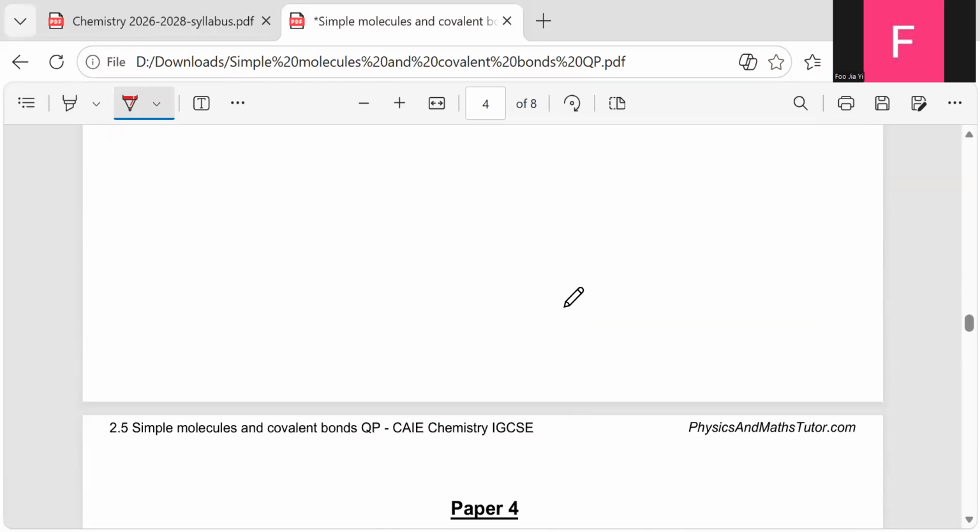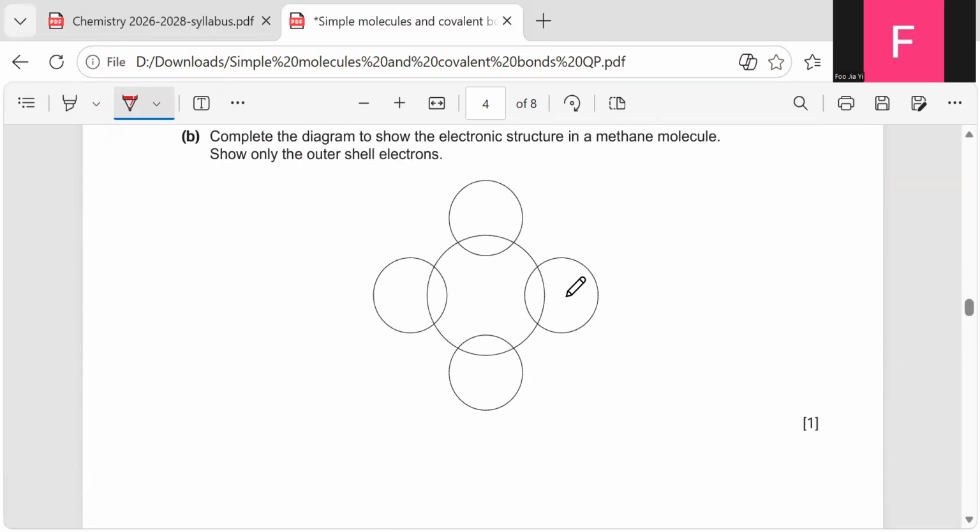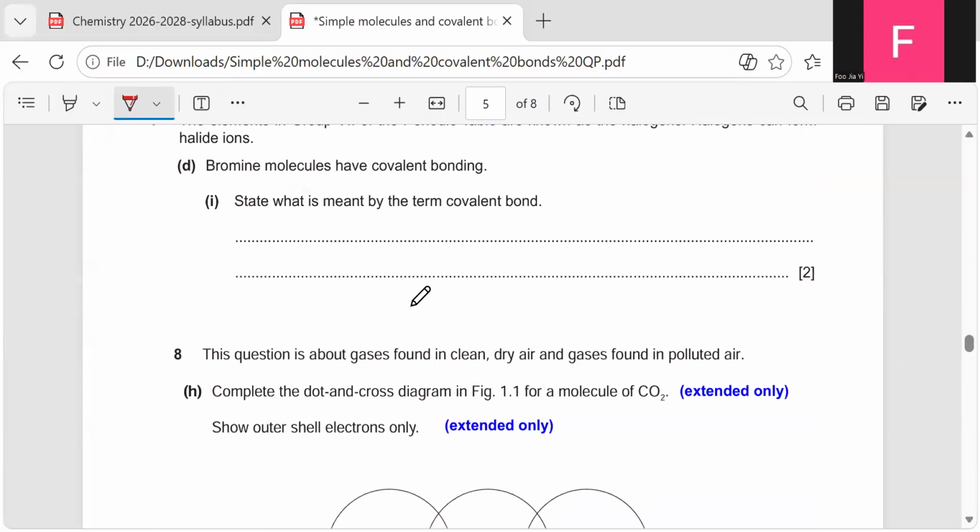Okay, the last one here, methane. Can you draw methane? Do you remember how to draw methane? Methane is CH4. Carbon has 4 electrons. Hydrogen has 1 electron each.